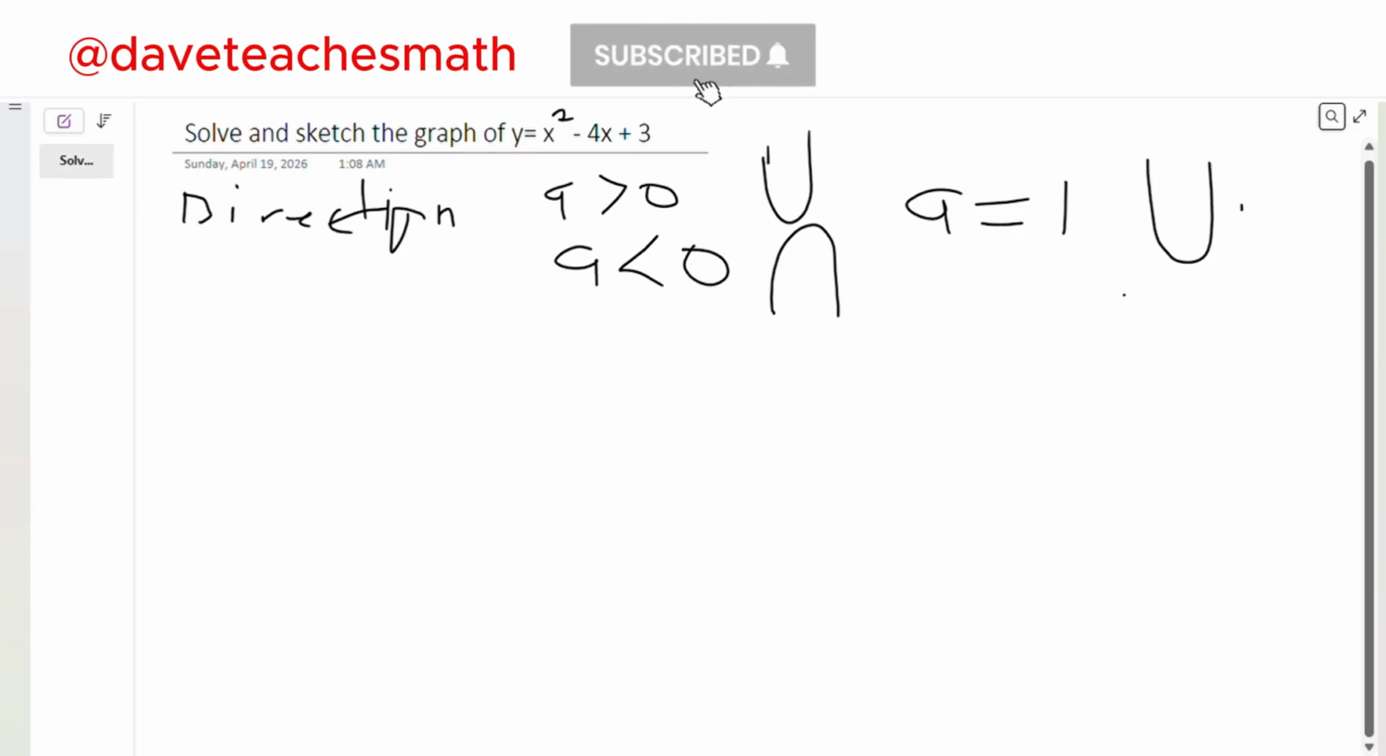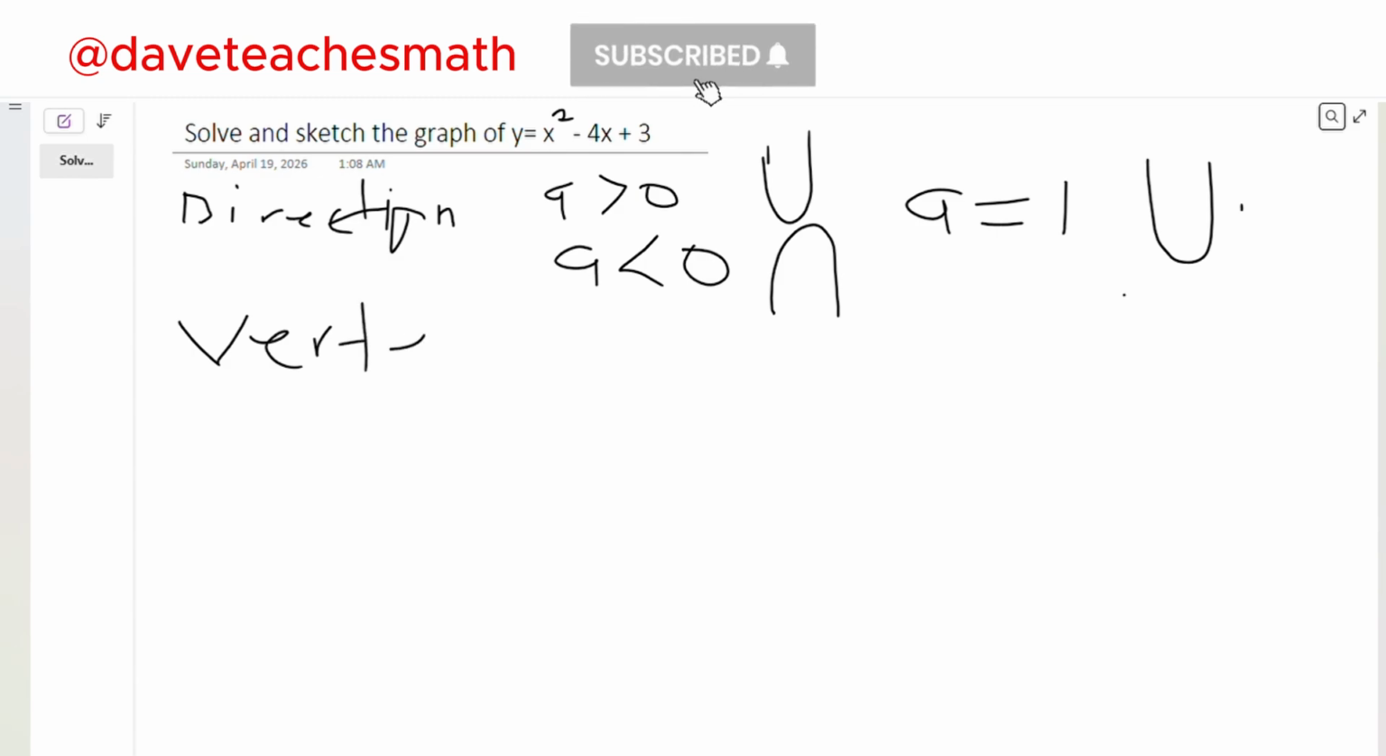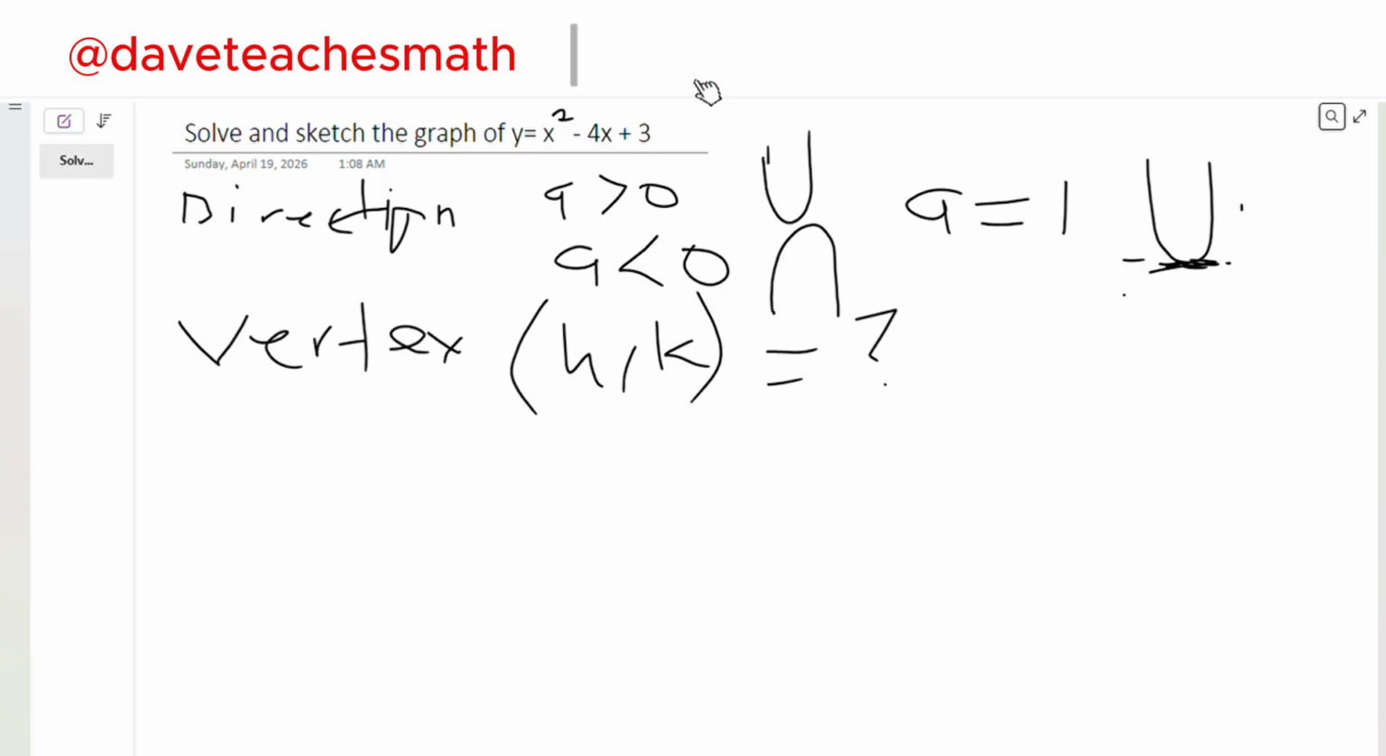Then the next thing you are going to look out for is the vertex, which is h and k. The vertex is the maximum or the minimum point at which the graph turns. In this case, this point here becomes our vertex, so we are going to look out for that as well.